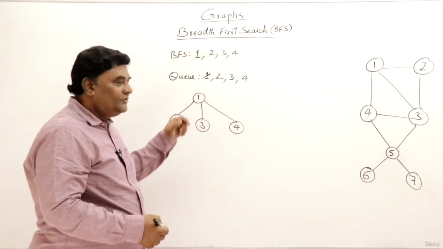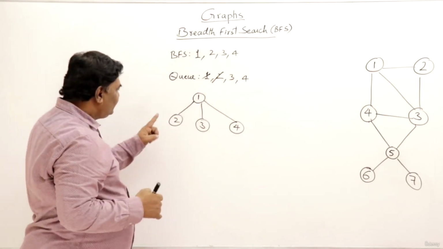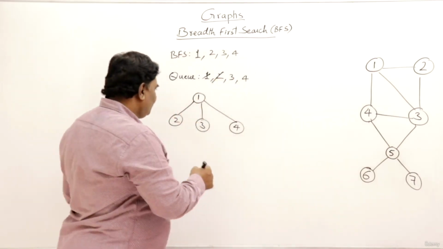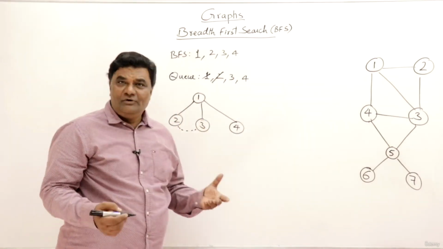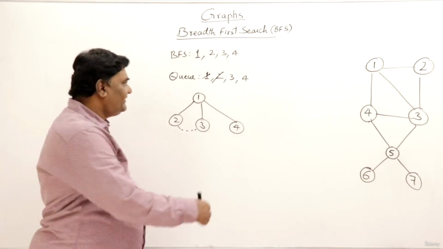From where? From the queue. So in the queue, the next vertex is 2. Start exploring 2. From 2, what are the vertices that I can visit? Only 3, which is already visited. So just draw a dotted line. So 2 is completely explored. So next, select a vertex from Q and start exploring it.